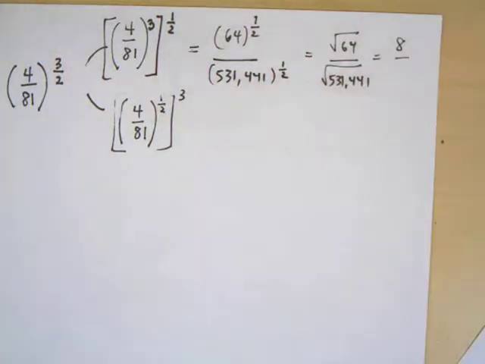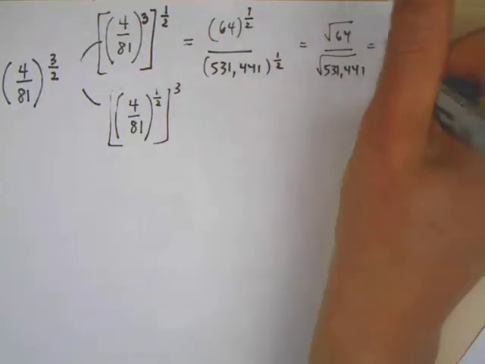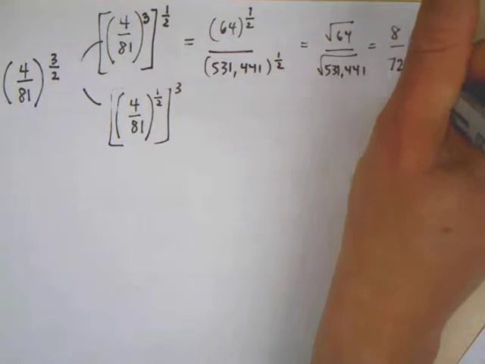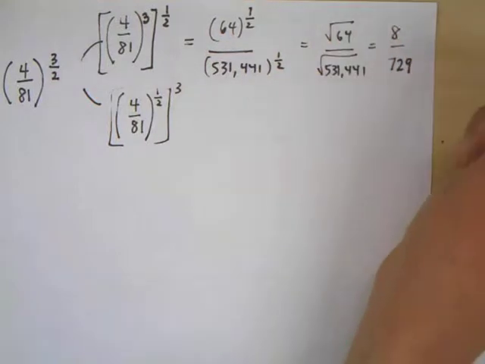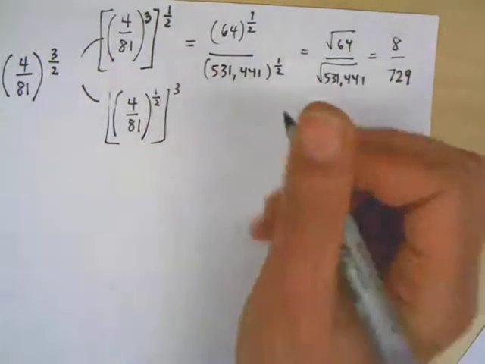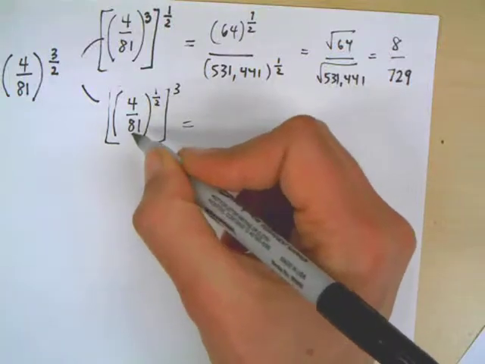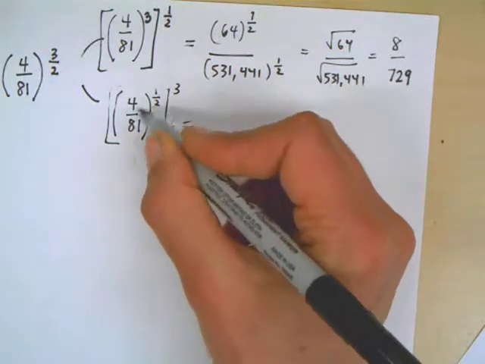So the square root of this is 8, and the square root of the other one is 729. So those are kind of big numbers to deal with. Definitely want a calculator for those. Hope your teacher lets you use them. Okay, now the other way, I like this way a little bit.